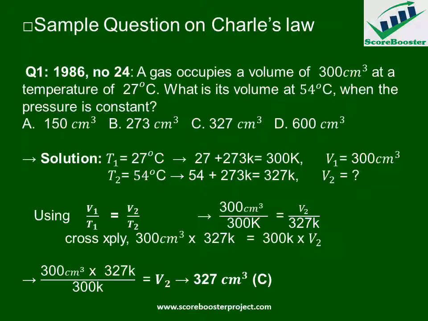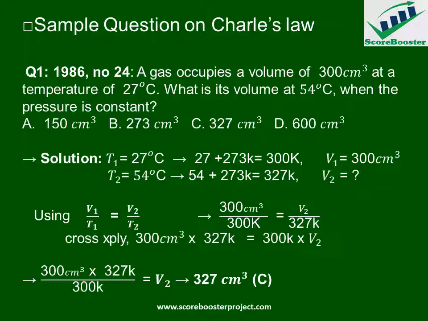Now on to sample questions. The first question we shall be considering comes from 1986, number 24, and the question goes thus. A gas occupies a volume of 300 cm cube at a temperature of 27 degrees Celsius. What is its volume at 54 degrees Celsius when the pressure is constant? Option A is 150 cm cube, option B is 273 cm cube, option C is 327 cm cube, while option D is 600 cm cube.